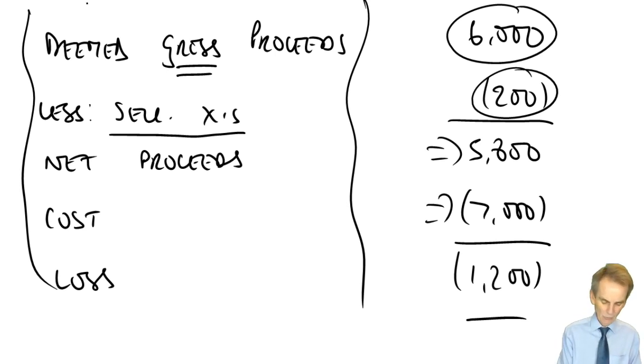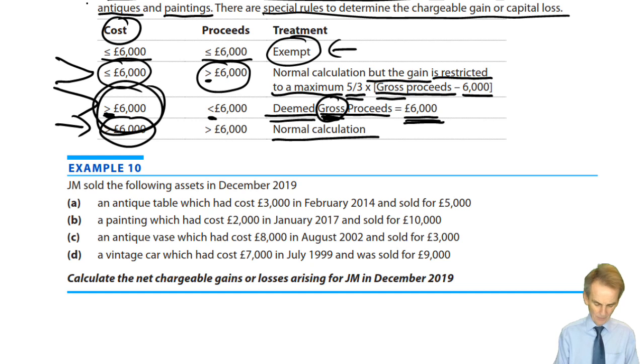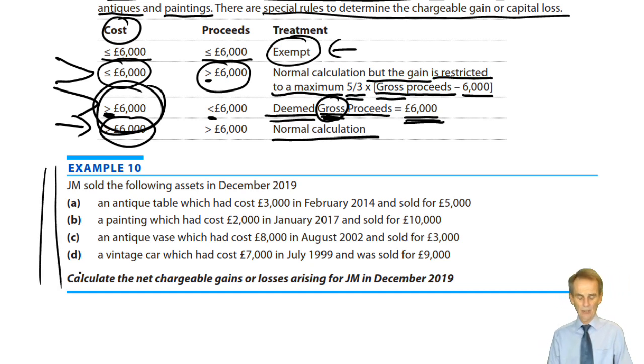Okay, there's our rules in relation to chattels. You've got example 10 here with a series of scenarios to deal with, some 4 individual disposals. I'd like you, therefore, to pause at this particular point and have a go through example 10, and then we'll do a quick review of what we see in there.